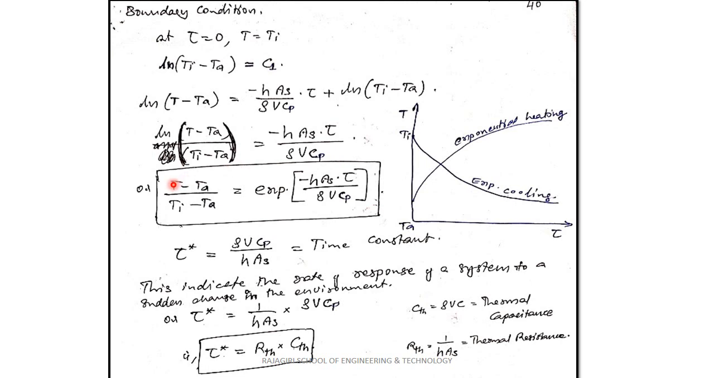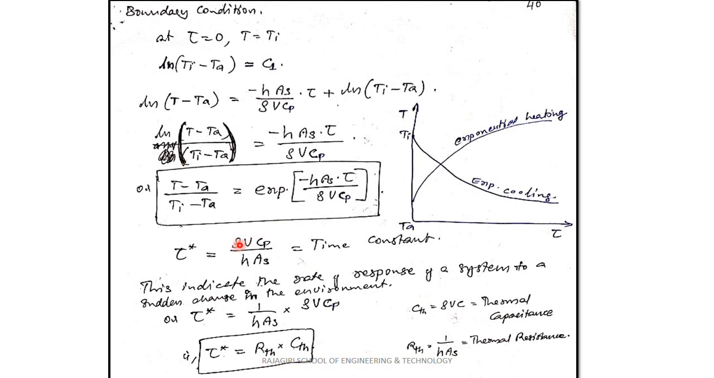or in the form of a dimensionless temperature term, (T minus Ta) divided by (Ti minus Ta) equal to exponential of minus hAs tau by rho V Cp. This equation indicates that the temperature variation in a lumped capacitance body is exponential, that is shown in this diagram, T versus time tau.